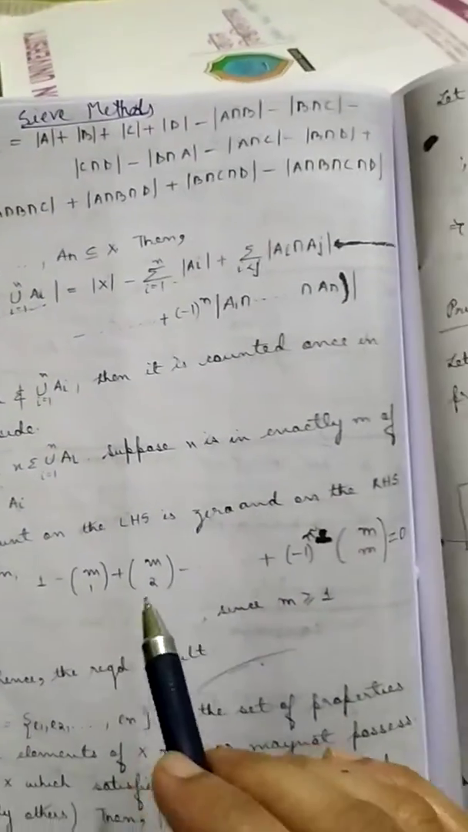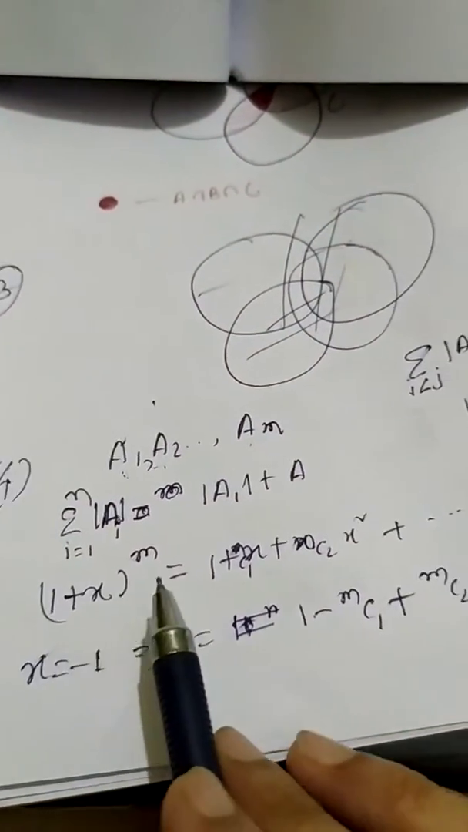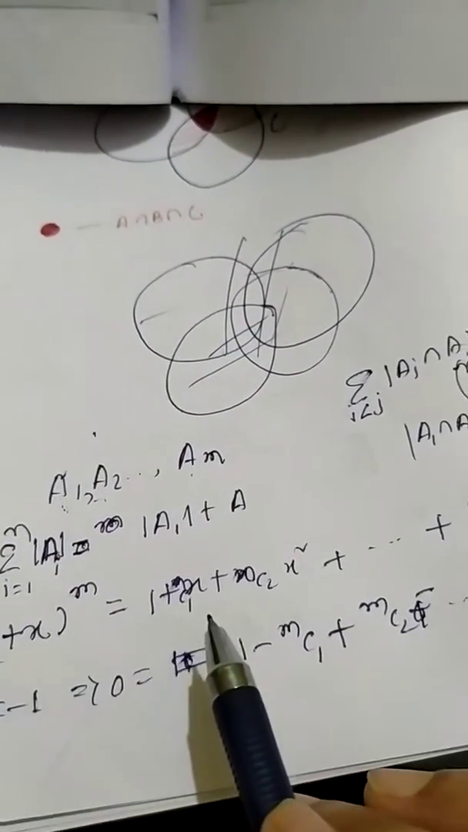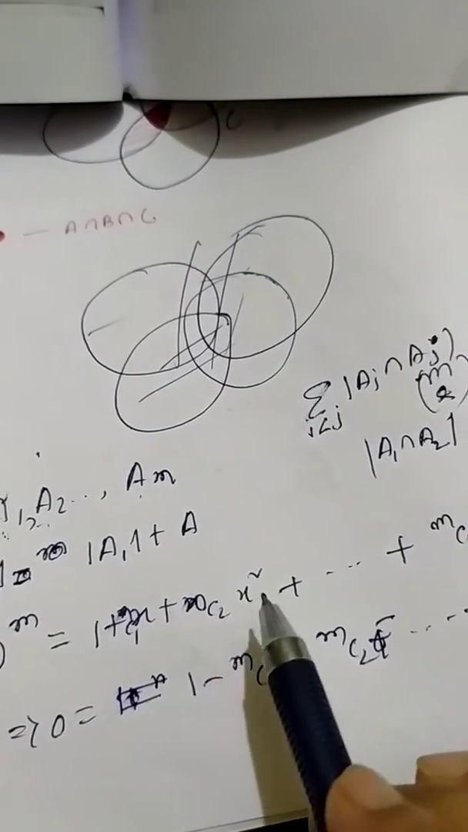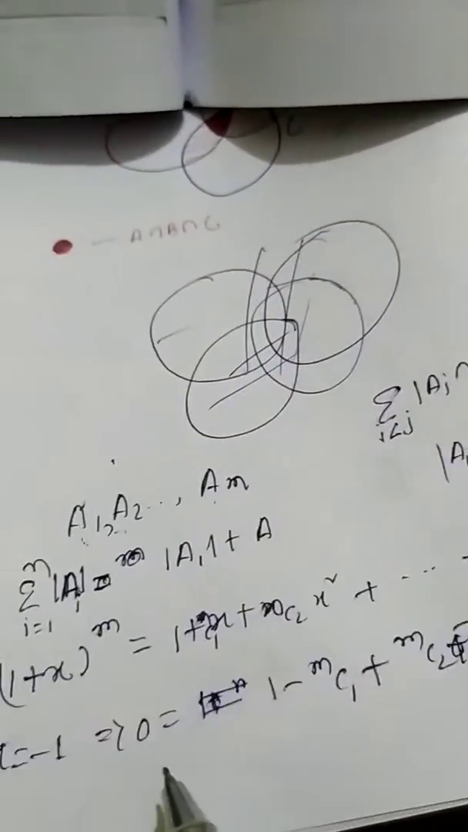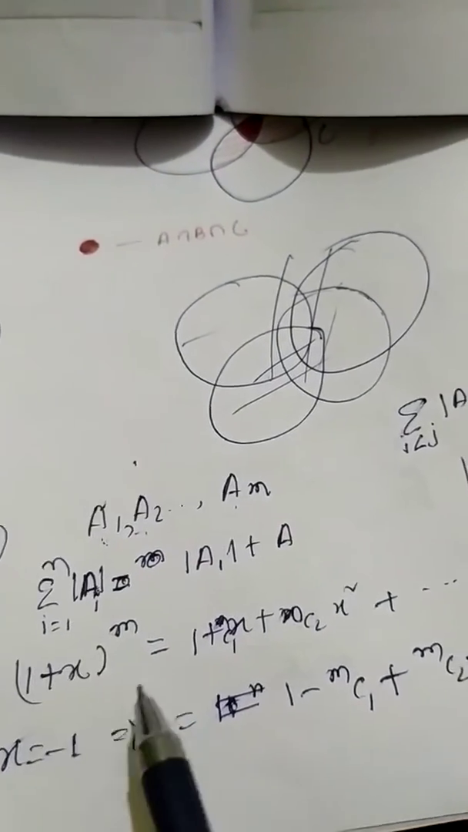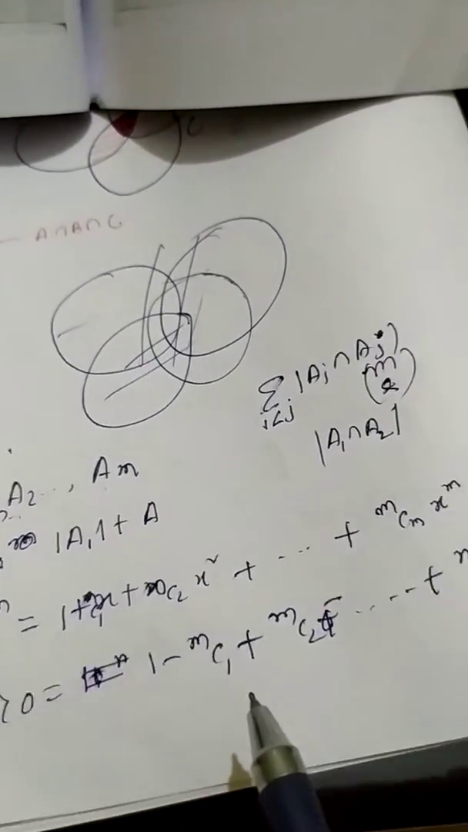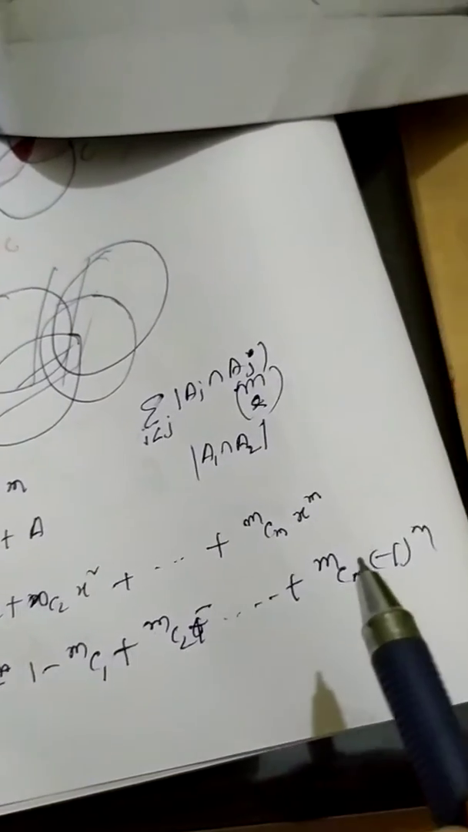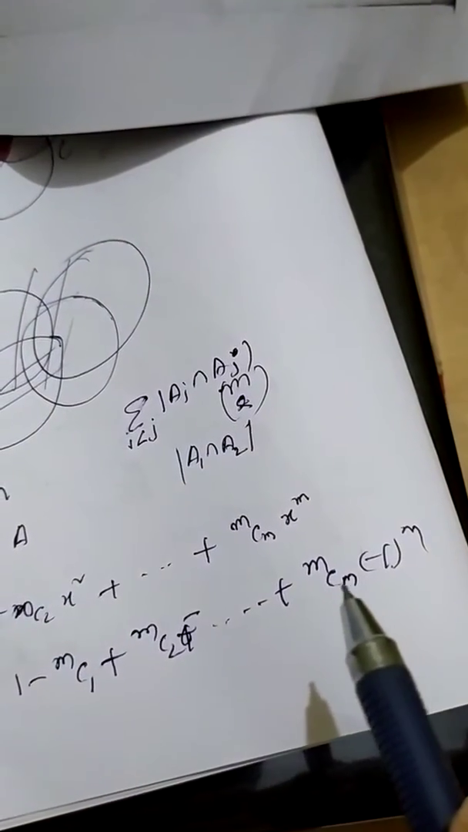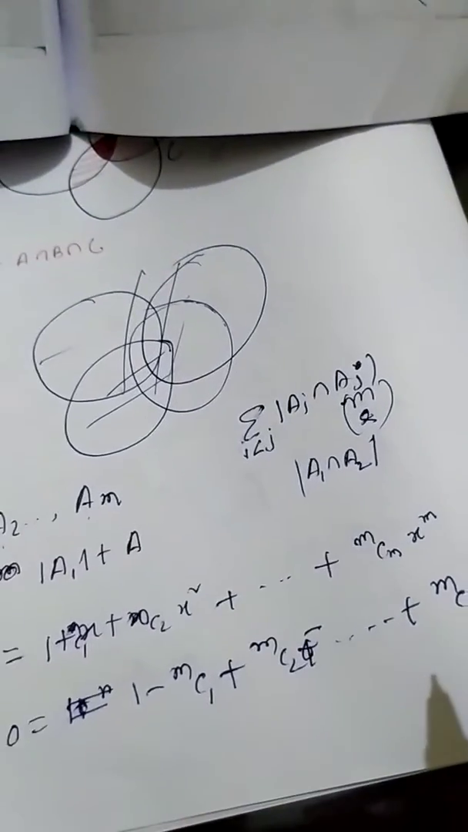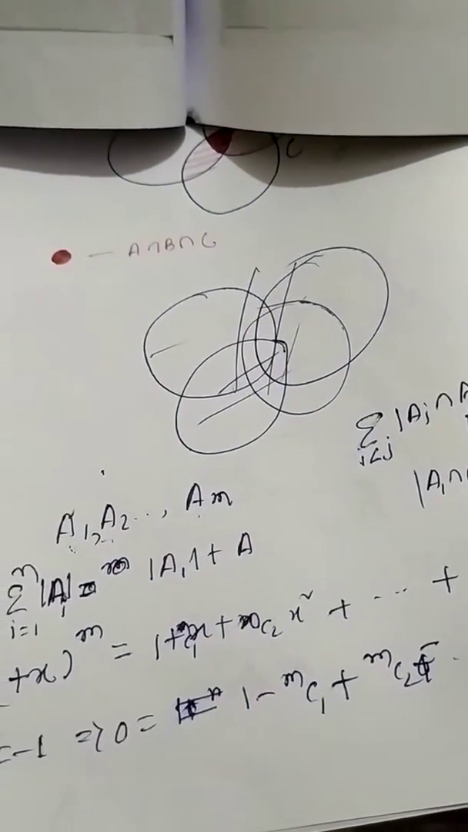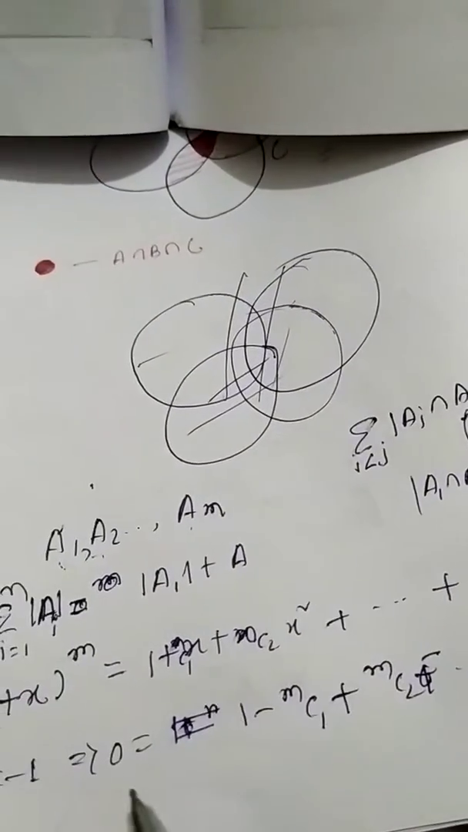But if you remember this result, this is equal to 0. This is a very interesting observation. 1 plus x to the power m is 1 plus m choose 1 x, plus m choose 2 x squared, up to m choose m x to the power m. Replace x equal to minus 1, and this becomes 1 minus m choose 1 plus m choose 2 up to minus 1 to the power m, m choose m, because x is replaced by minus 1. So this is nothing but 0.